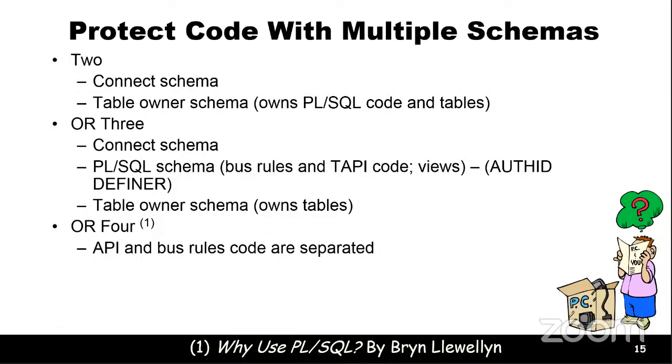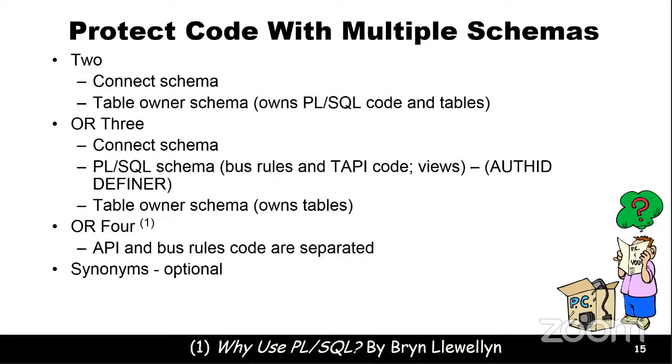4 schemas, and this is one that was proposed and forwarded by Bryn Llewellyn in this white paper, Why Use PL SQL. You can look that up. Just look up Why Use PL SQL if you want to get to it. He goes into great detail about this technique and in general why using PL SQL is a good idea if you're not convinced already. But he does explain this 4 schema one, where the table API and business rules code are separate. So you've got 4 schemas. You've got the table owner, the connect schema, the API schema, and the business rules schema. They're all separate. And then synonyms are optional in all these cases.